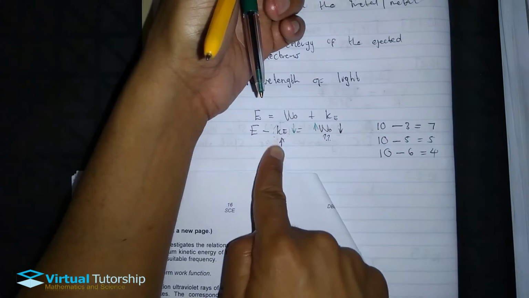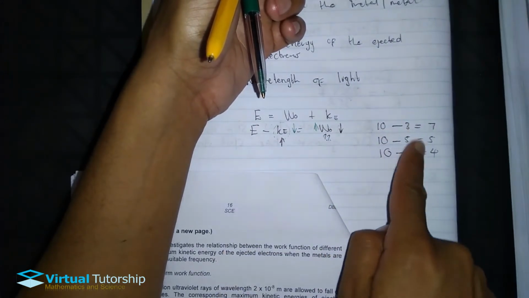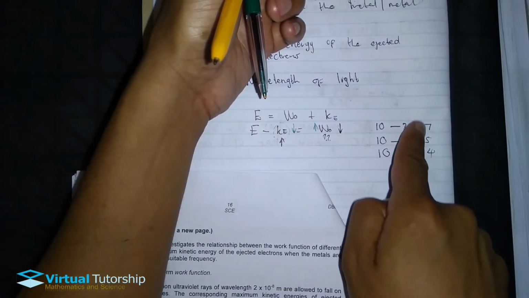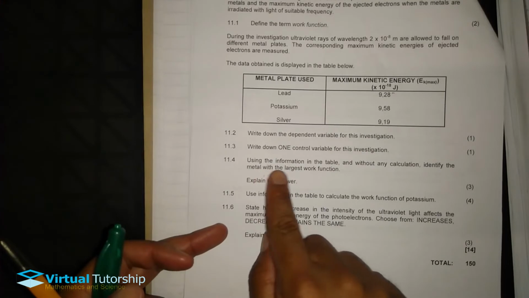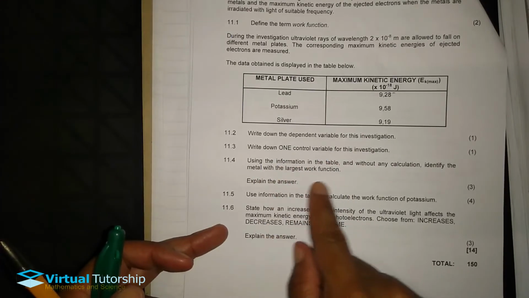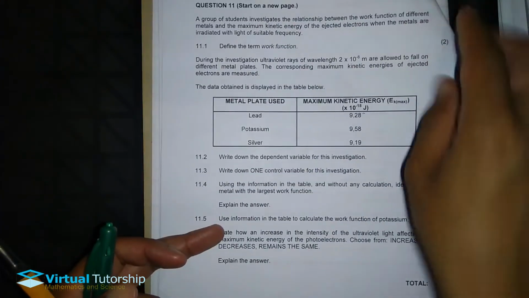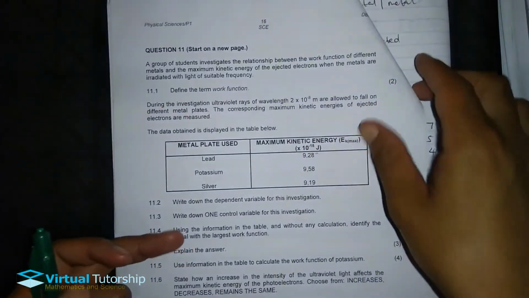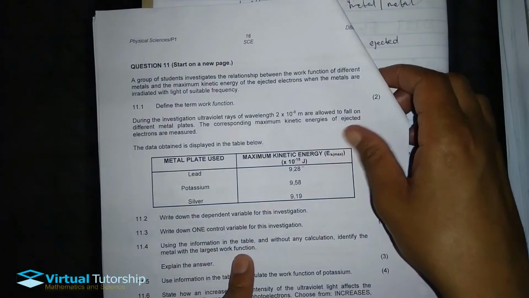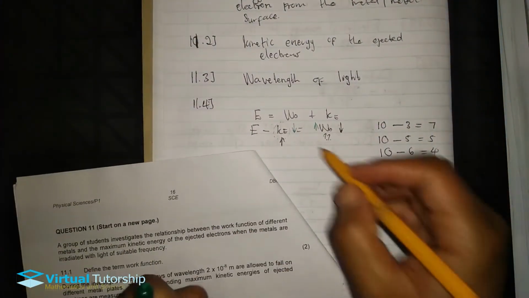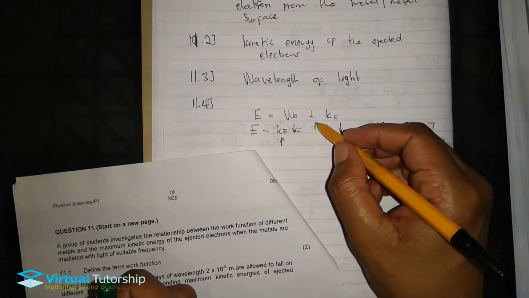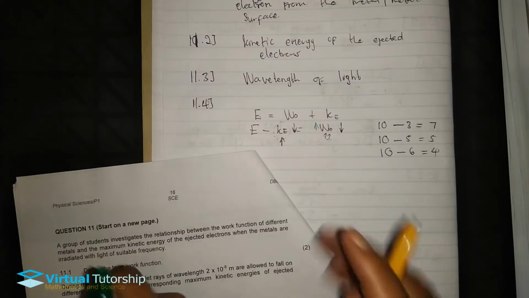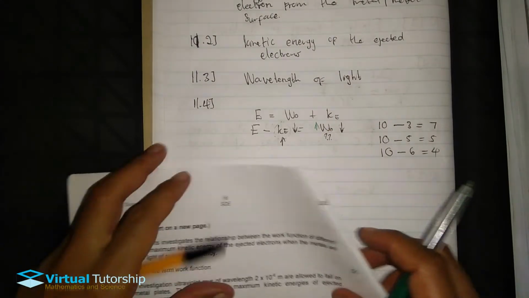Explain, I'm increasing what? Kinetic energy. What's happening to the work function? It decreases. So therefore, which one is a producer of the largest work function? The smallest value is a producer of the largest work function. Since if I'm decreasing the kinetic energy, what's going to happen? The work function is going to increase.